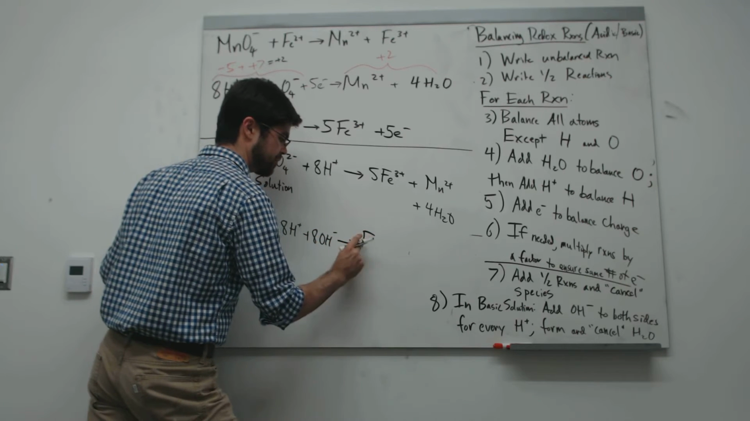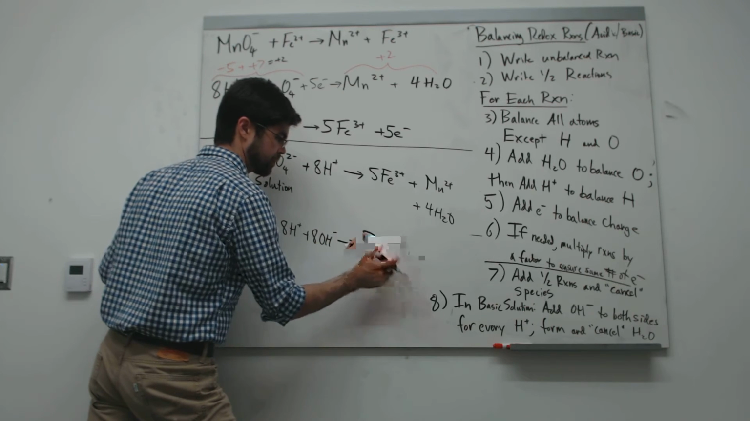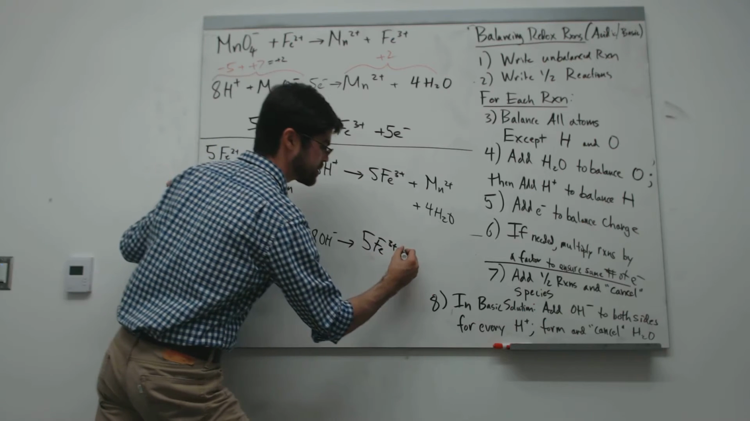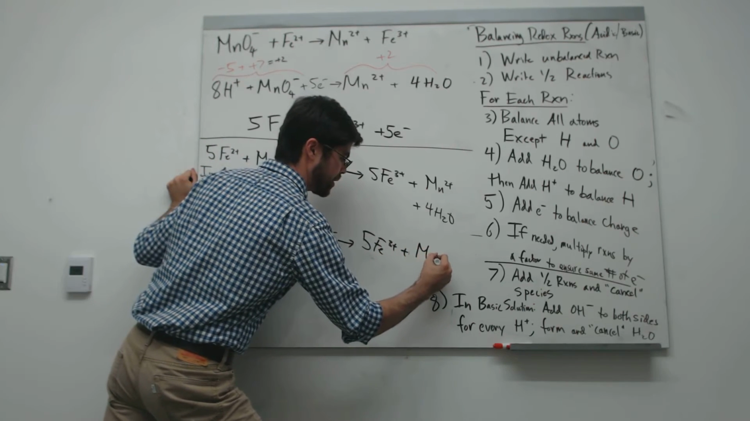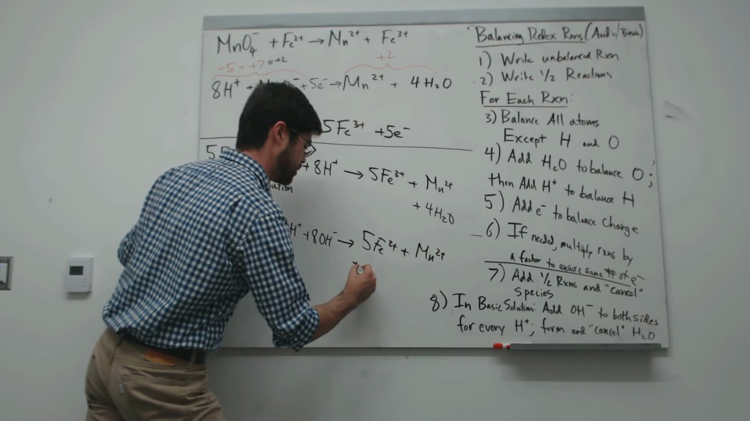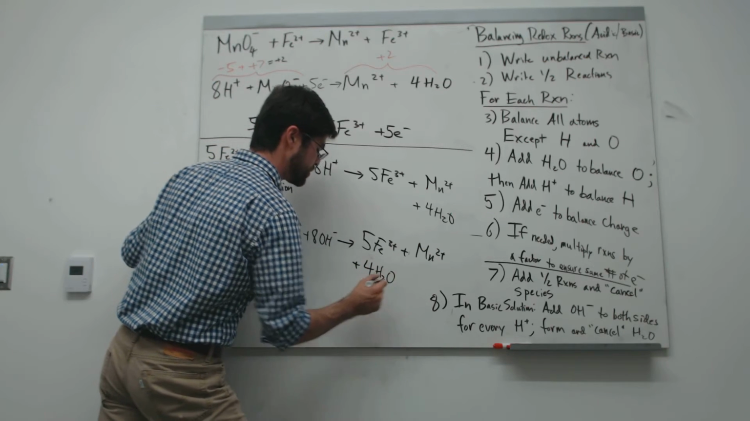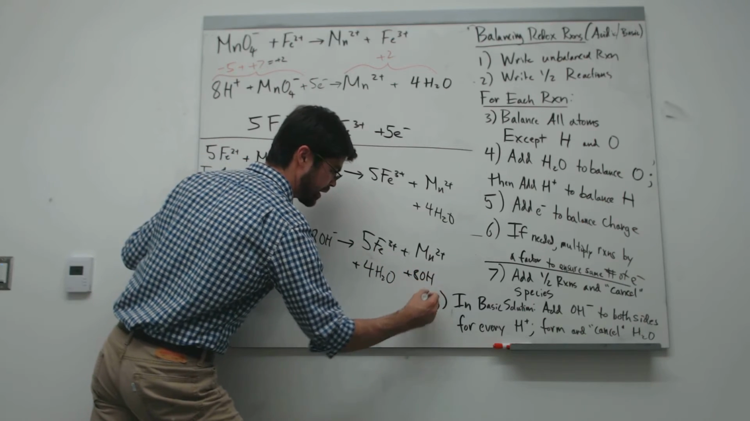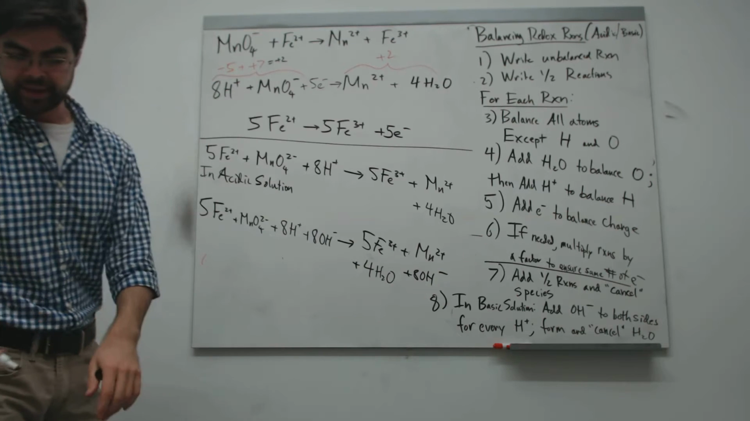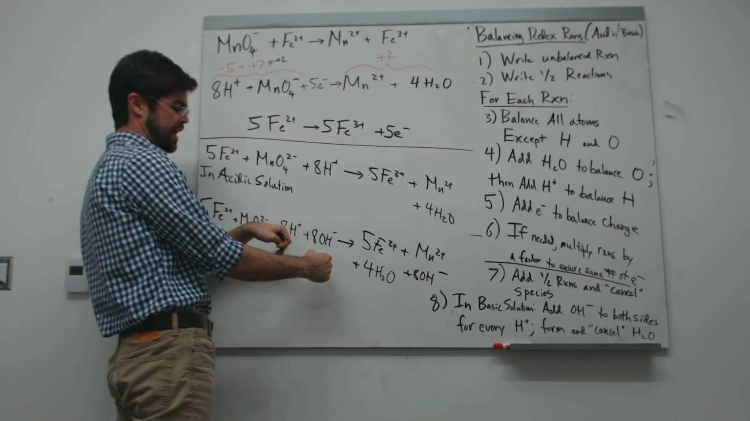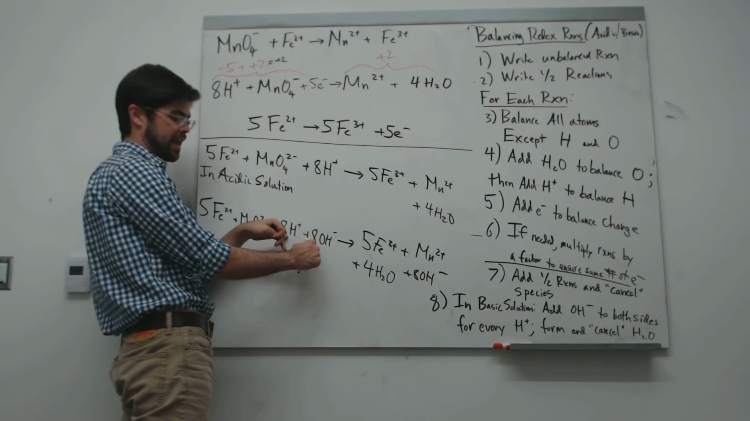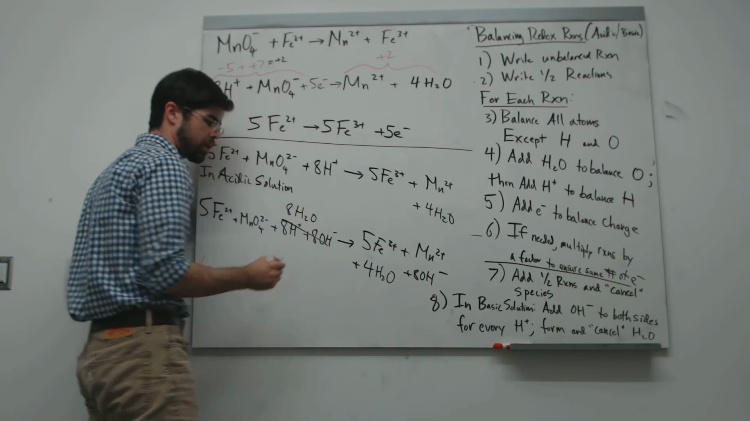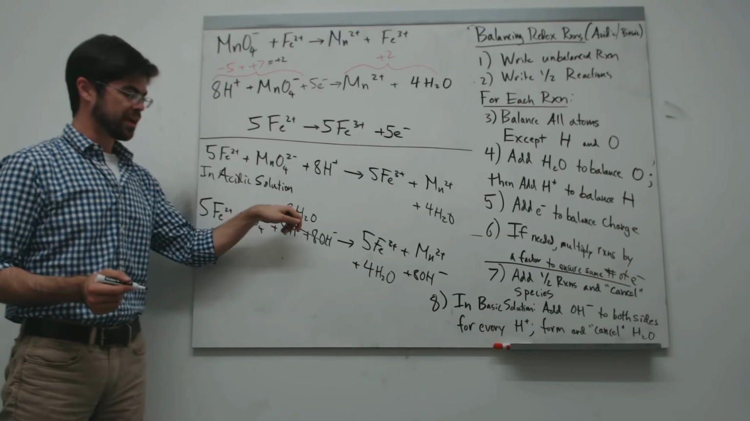Then I get my 5 Fe3 plus ions, my Mn2 plus ions, 4 H2Os, and again I had just added 8 hydroxide ions, so I will add 8 hydroxide ions to that side. Then we'll assert that these 8 hydrogen ions and the 8 hydroxide ions combine to make 8 water molecules. And now I'm starting with 8 water molecules.